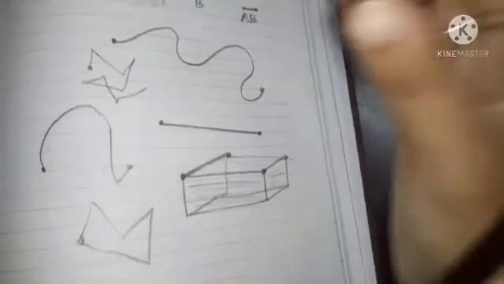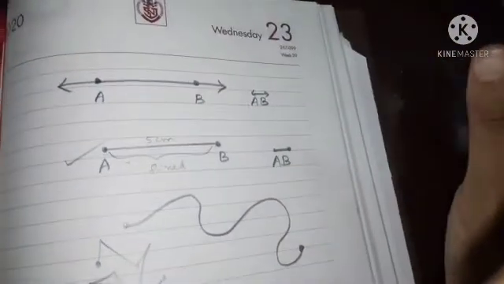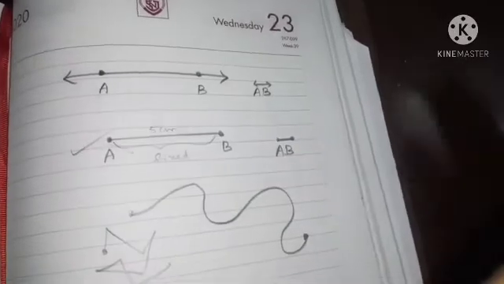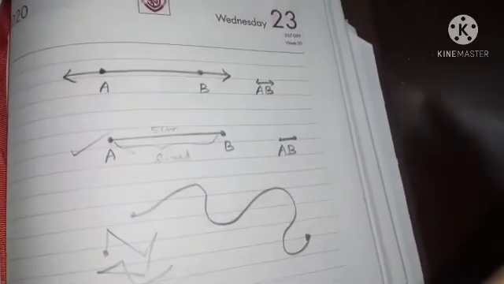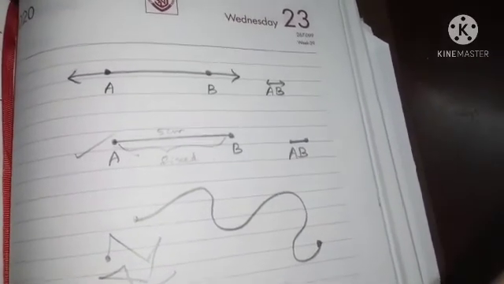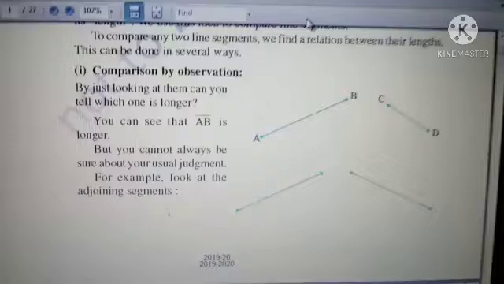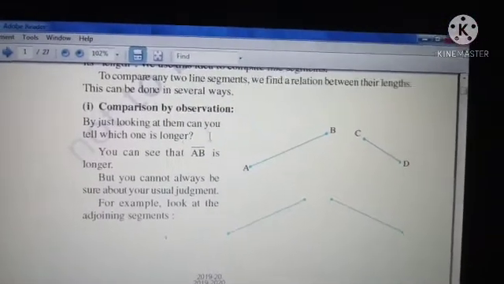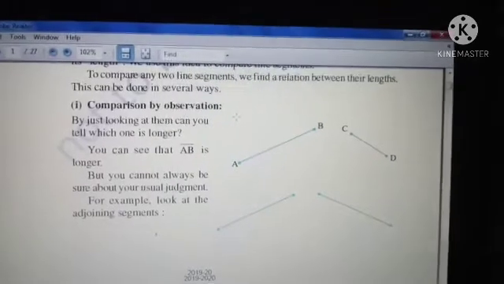Next, line segment, you know. So this line and line segment we will compare in different ways. Many ways we will compare it. That comparison we are going to learn now. First comparison is comparison by observation. We are observing the line segment and comparing it.